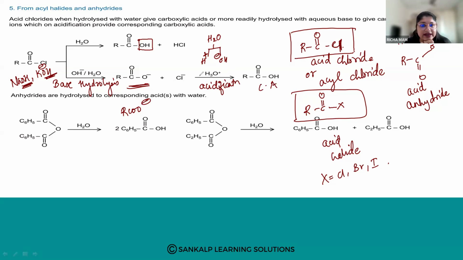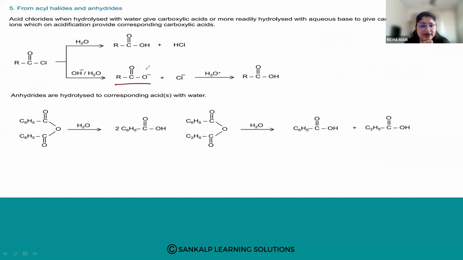So this is a bit tedious process. Here, directly our Cl minus is replaced by OH minus. In base hydrolysis, what is happening? It is first converted into carboxylate ions plus Cl minus. These carboxylate ions, upon acidification, give us the carboxylic acid. Now let us see examples on this.